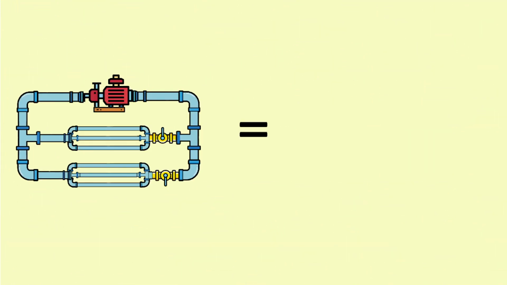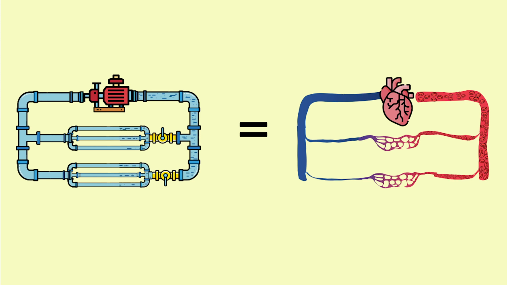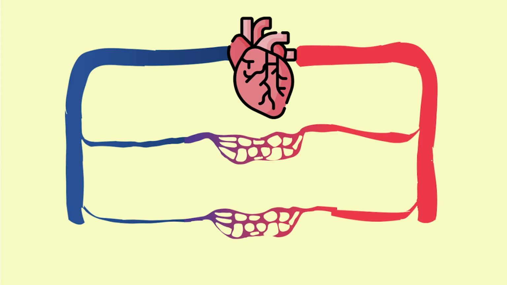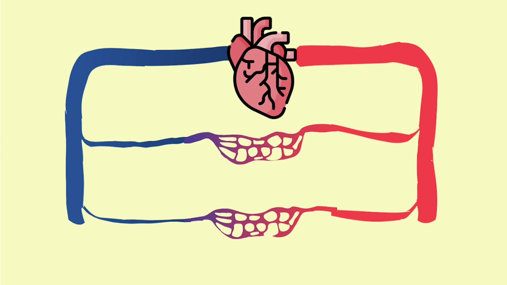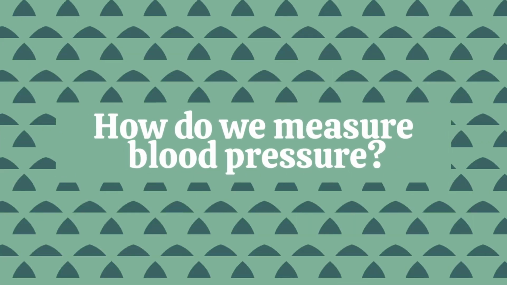Our body consists of a pump and pipe system, which circulates blood through our body. High blood pressure is increased blood pressure within the arteries of the circulatory system. So, how do we measure this pressure?